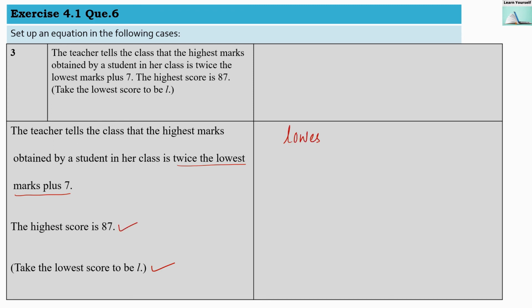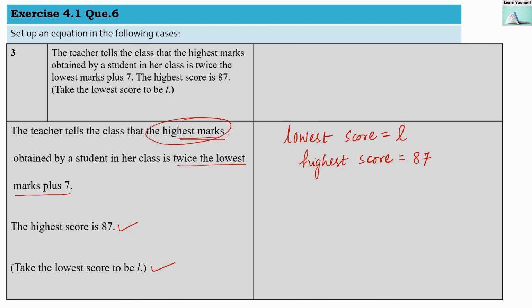That lowest score, we have to take L, and highest score equals 87. We know these two pieces of information. Now let us set up the equation for this. The teacher tells the class that the highest mark, so we are going to frame the equation for the highest mark.